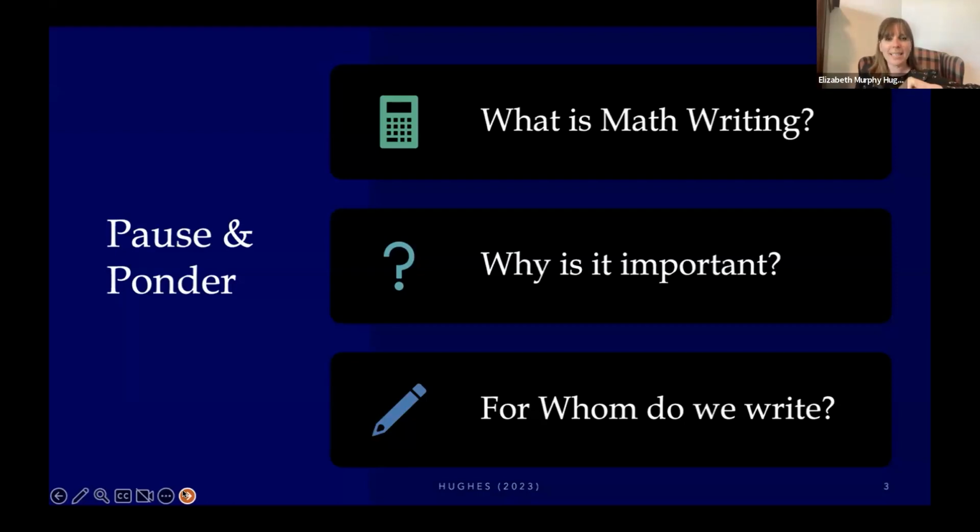Second thing, why is it important? We are an intimate group right now, but we are all here for a reason. I'm here because I love talking about writing and reading and language and mathematics.